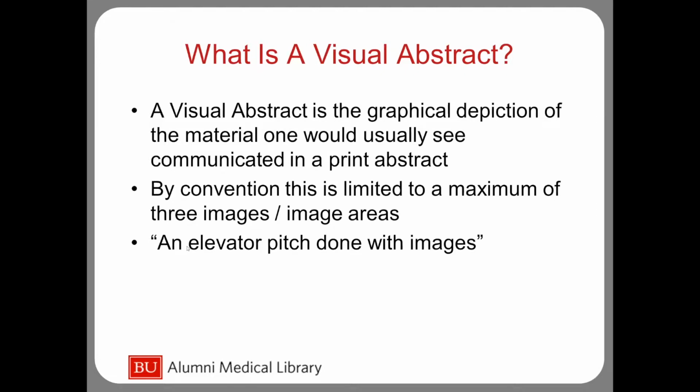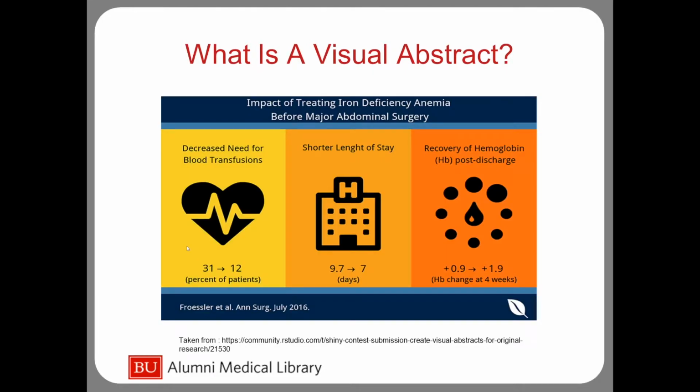So here's a couple of examples. Here is a visual abstract I found online that follows that classical model. And then Kayla's going to talk about this more in her part of the presentation. Normally you have a title describing what the research question is, or it could be the same title as the article from which it came.